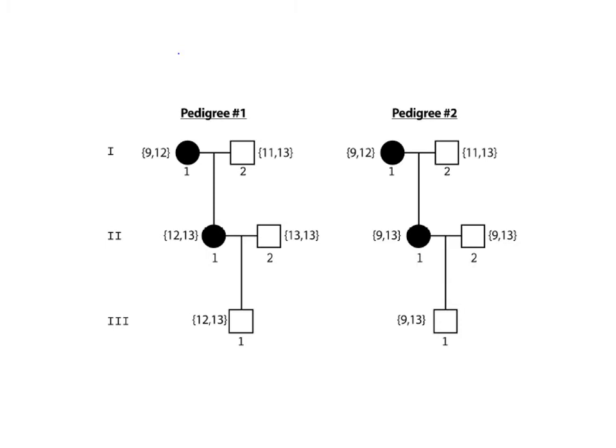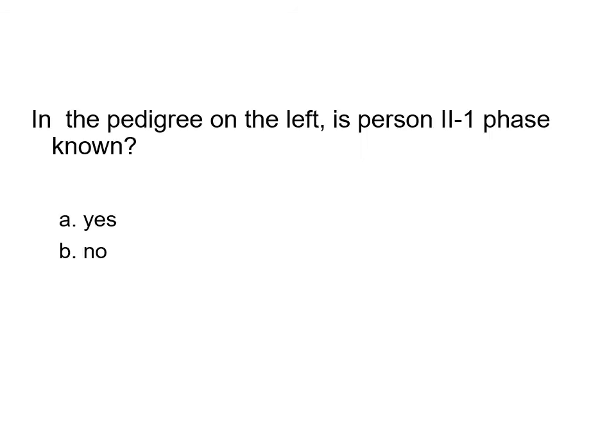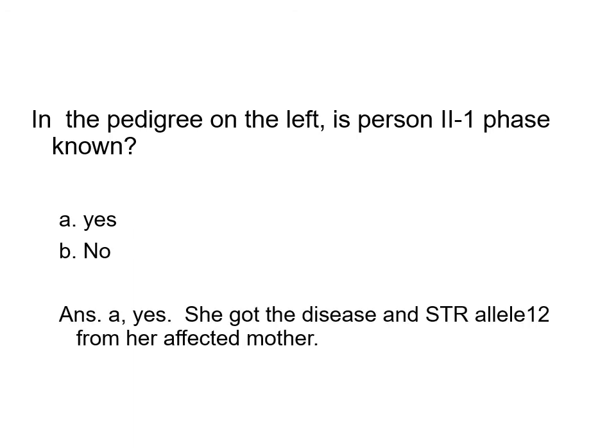So her affected mother is allele 9 and 12, and her unaffected father is 11 and 13. So we can say that she got the 13 from her unaffected father, and she got allele 12 from her affected mother. Her husband is conveniently 13-13. Okay, so is person 2-1 phase known? Yes, she got the disease and STR allele 12 from her affected mother.